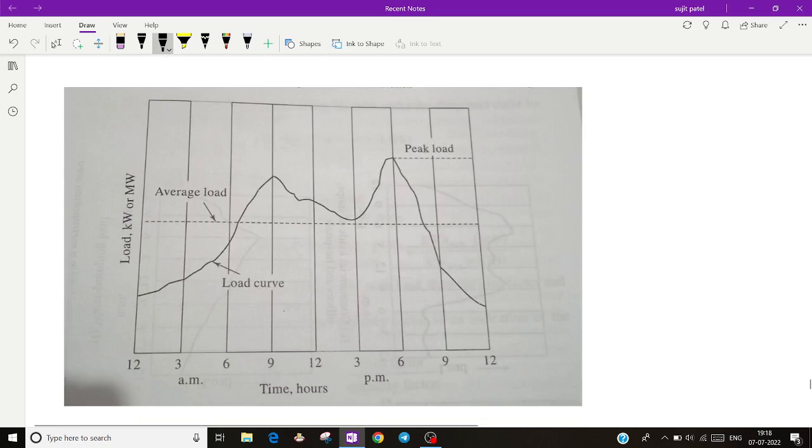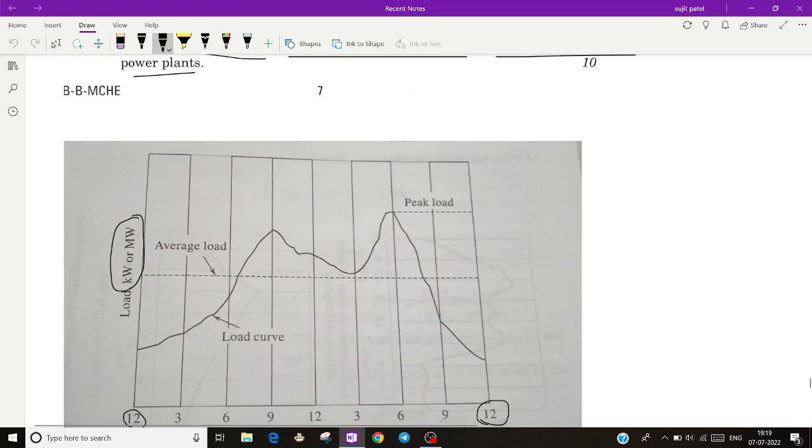So what is the load curve? It is a curve which shows the load demand variation with respect to time. Here, time is given in hours, from night 12 a.m. to the next day's 12 a.m. What is the load that is connected, in kilowatt or megawatt? What is the energy demand? How much kilowatt energy is required? So it shows the variation, and this load can be on a monthly, daily, hourly, or yearly basis also.